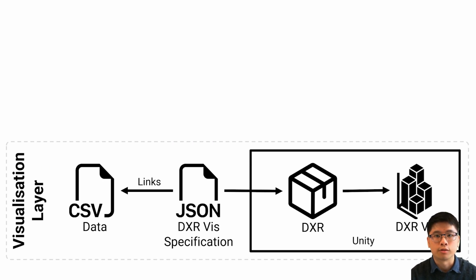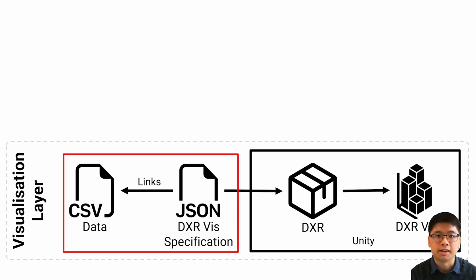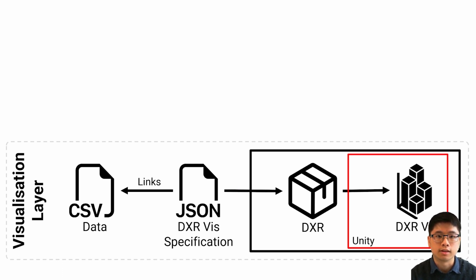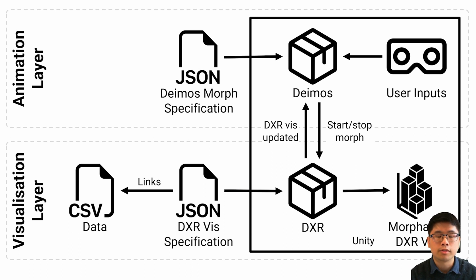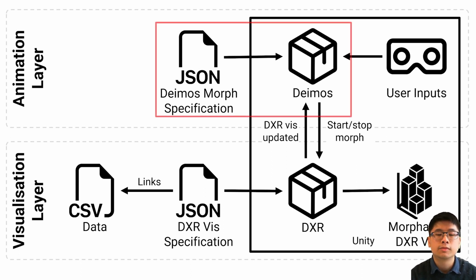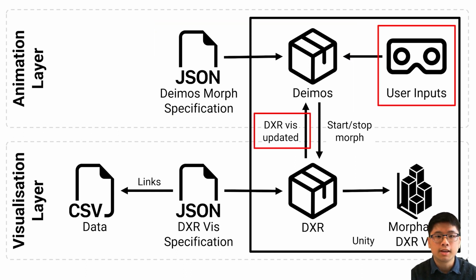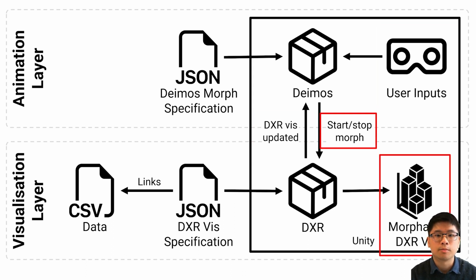Now let's briefly go through how the grammar works. We begin with a visualization layer. In this case, it is DXR by Sicat et al. DXR uses JSON specifications linked with datasets to create visualizations in Unity. Deimos sits on top of this as an animation layer. Deimos first loads all of the morph JSON specifications. It then keeps track of each DXR visualization as they update. Depending on their state and user inputs, Deimos applies morphs to the DXR visualizations.